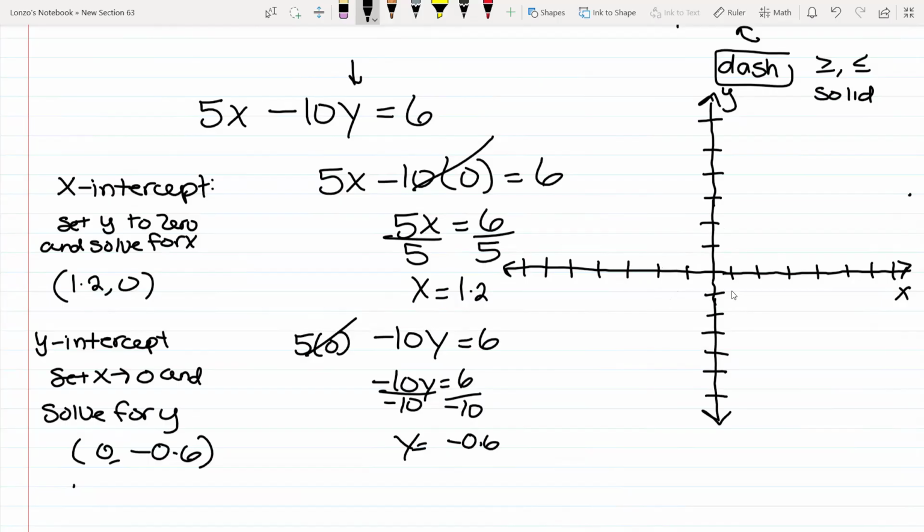Okay, so 1.2, here's 2, so here's 1. 1.2 would be like around here somewhere. 0 comma negative 6.6, this is negative 1. It would be like about here. And then connect these two dots with a dash line because it is a dash, like that.